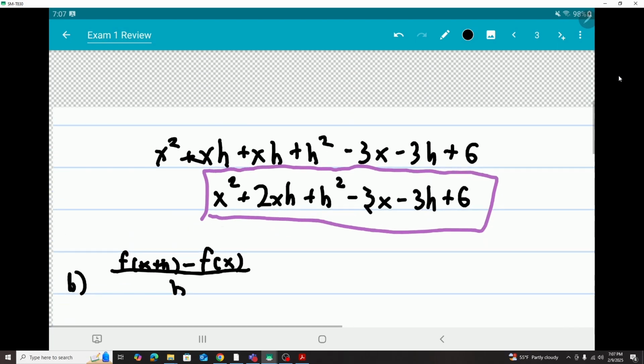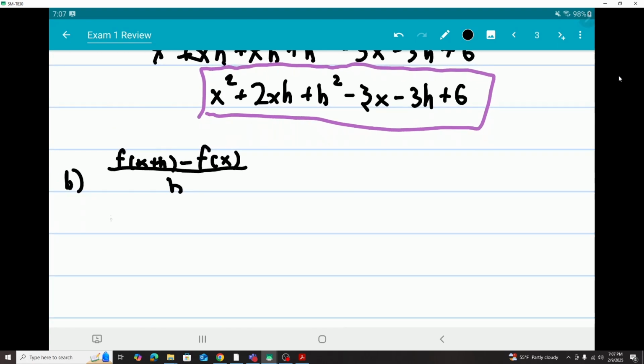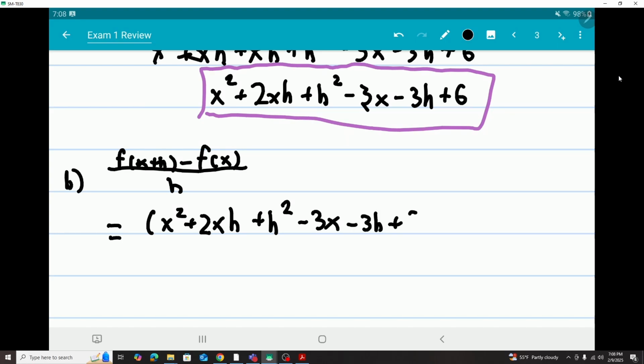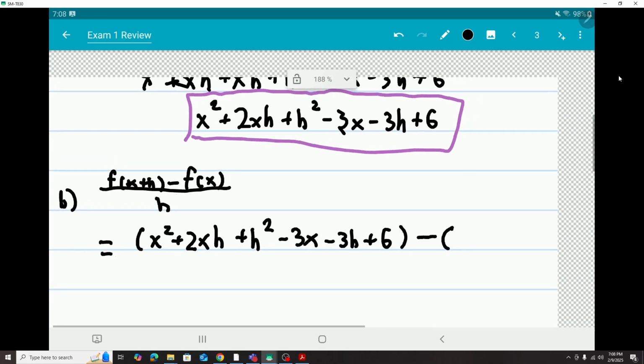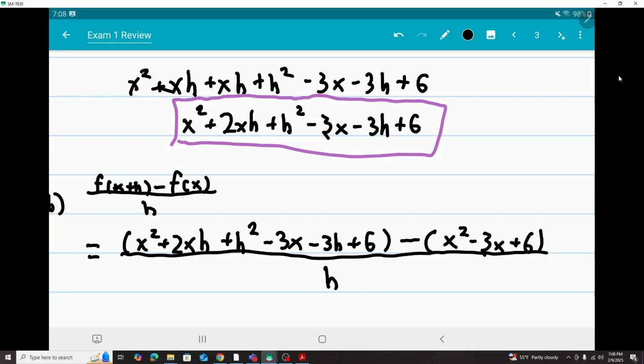But then wait a minute. We already have f of x plus h. That's this whole situation in the purple box. So this is f of x plus h. We're just going to copy our answer from up here. So I'm just copying. Plus 6. Now we subtract off f of x. So again, I'm really careful about parentheses here. So we have x squared minus 3x plus 6. We divide that all by h.